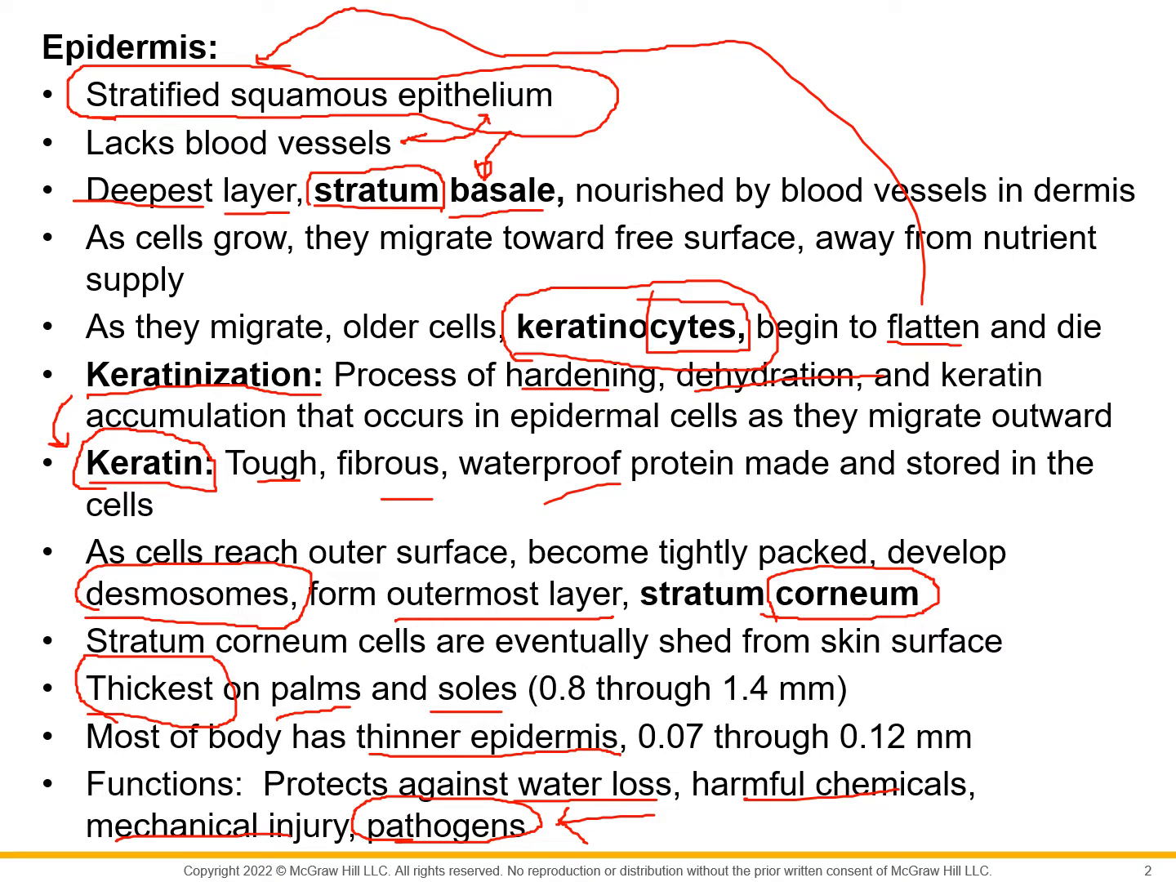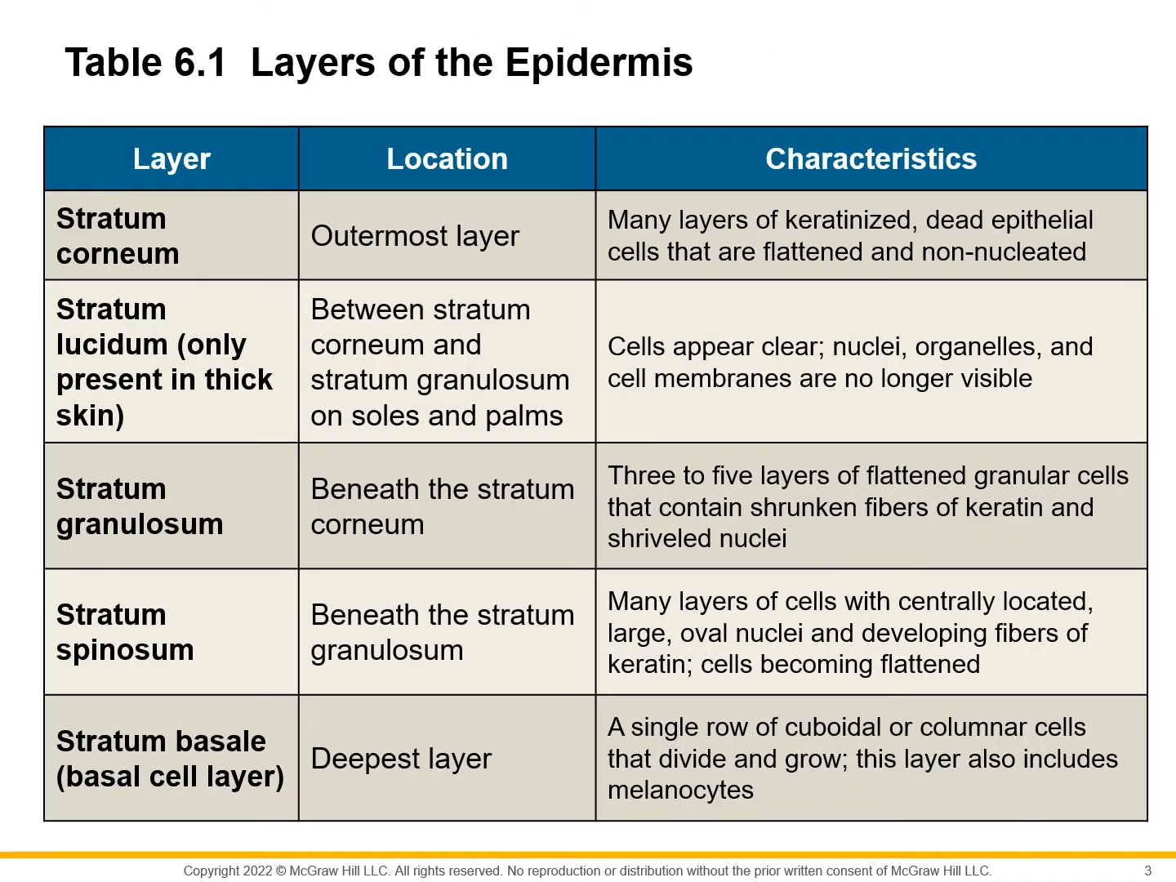You don't realize we are under attack 24/7, and the skin does an amazingly effective job of protecting us. So these are the layers. We're going to look at them in a picture here in a minute, but the outermost layer is the stratum corneum. The layer that is the thick skin, which is only present in the palms of the hands and the soles of the feet, is called stratum lucidium.